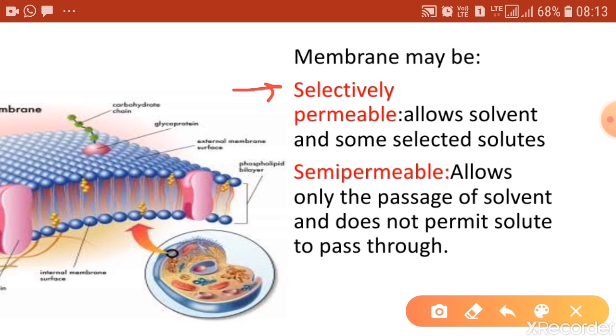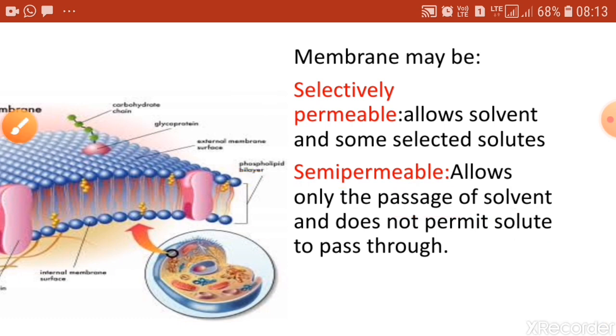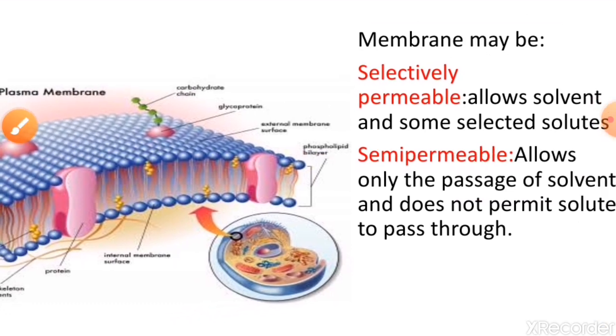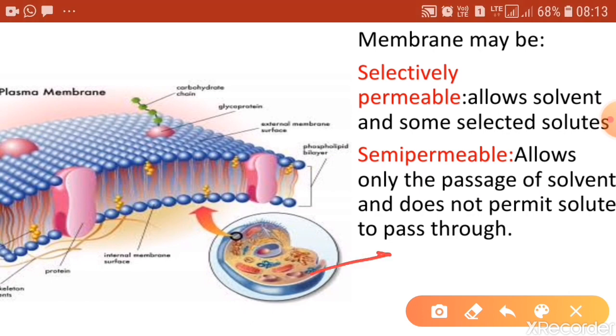Membranes can also be semi-permeable. A semi-permeable membrane is a membrane which allows the passage of only solvent. So if a membrane allows only solvent to pass through but does not allow solute to move in and out, then such a membrane will be called a semi-permeable membrane. Now the plasma membrane behaves at times like a selectively permeable membrane, and at times like a semi-permeable membrane.